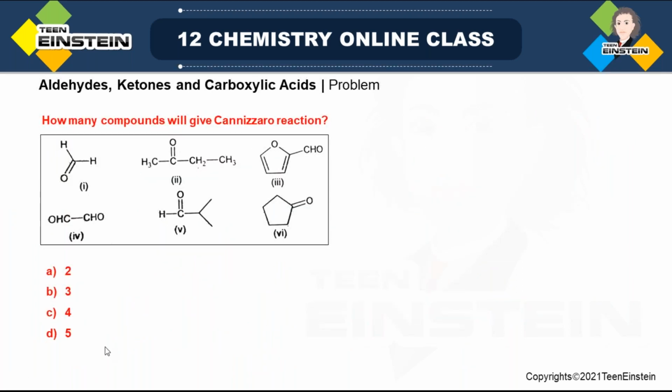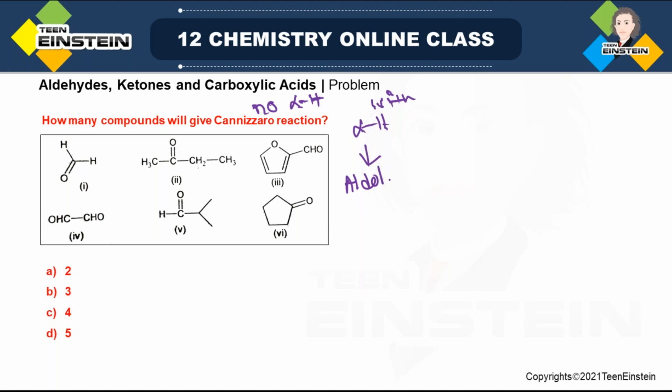How many compounds? As you are seeing here, a total of 6 compounds are given. There are aldehyde groups and also keto groups in some molecules. How many of them will give the Cannizzaro reaction? Options are 2, 3, 4, 5. Now the condition to give Cannizzaro: an aldehyde molecule or ketone molecule with no alpha hydrogen, then only the Cannizzaro reaction is possible.